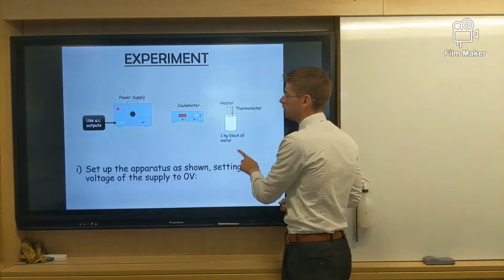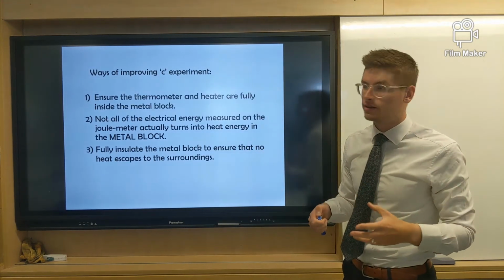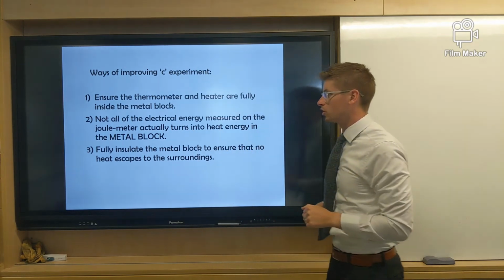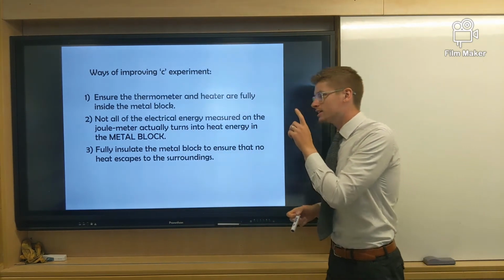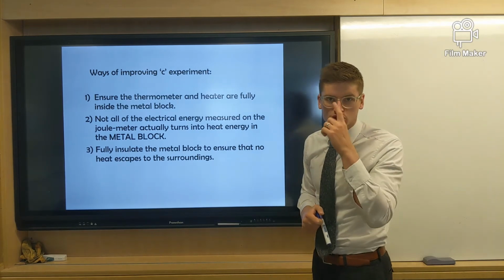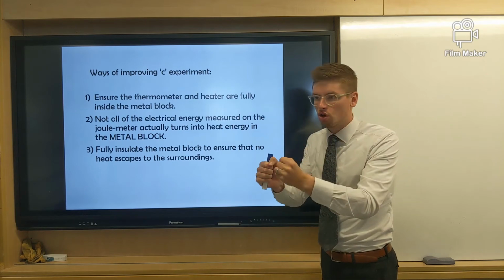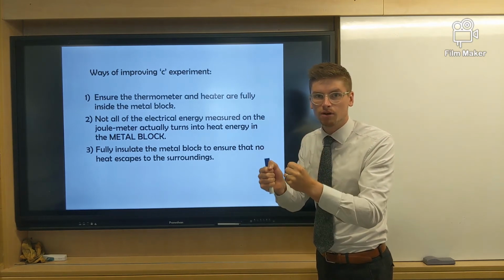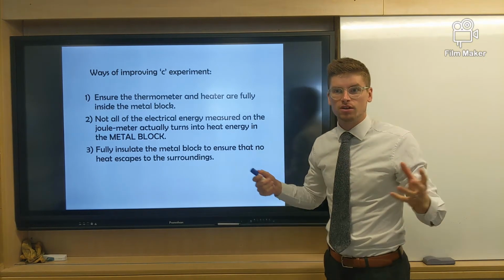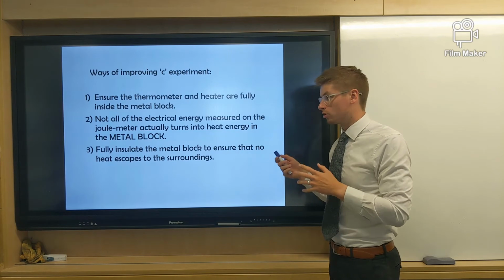Okay, that's number 1. Number 2 that the SQA might ask you in a National 5 exam would be that not all of the electrical energy measured on the joule meter is actually going into heating the block. Nothing is 100% efficient. So that energy that's coming from that joule meter is trying to put it all into the metal and heat it up, but there's going to be other ways in which that energy is dispelled. It's not perfect. Okay? So that would be number 2, or B.